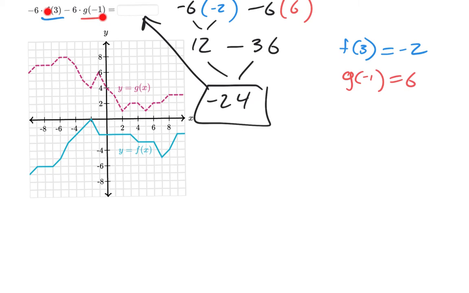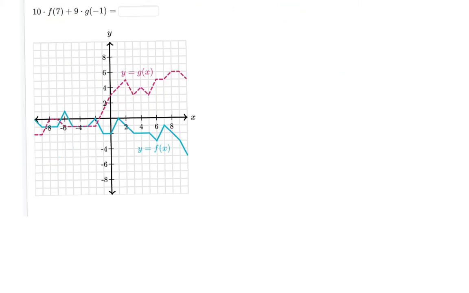Let's do one more example real quick. Okay, so we have f, we have g. g is red, f is blue. So let's just do those real quick. f of 7. So that's when x is 7. What's the height of f? Well, it looks like it's just -1. So we're just going to call that -1. When x is -1, what's the height of g? The height of g is just 1.